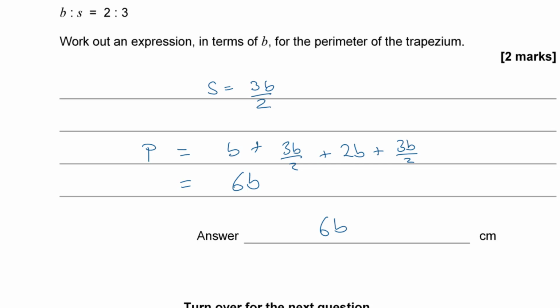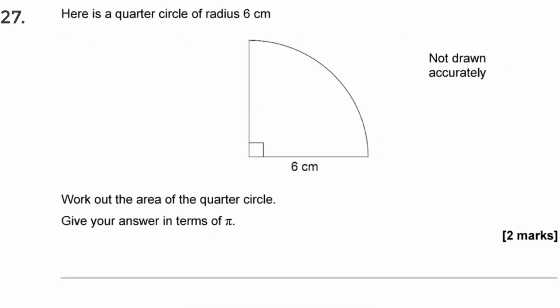6b centimeters. And here is a quarter circle of radius 6 centimeters. Work out the area of the quarter circle and give your answers in terms of pi. Okay, so you probably remember the formula for circumference and area of a circle. If you're struggling with it, cherry, pie, delicious, apple, pies are 2. Handy way of remembering it. So here we want area, don't we? So it's this formula that we're after.